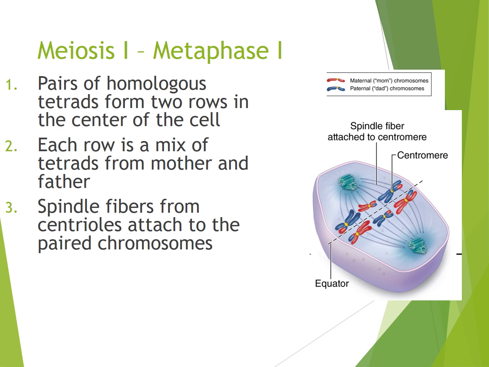Spindle fibers are then formed by the microtubules that extend from the centrioles at opposite ends, and we have the attachment of the centromere to each homologous replicated chromosome, where we're going to start to have the separation of the cell.